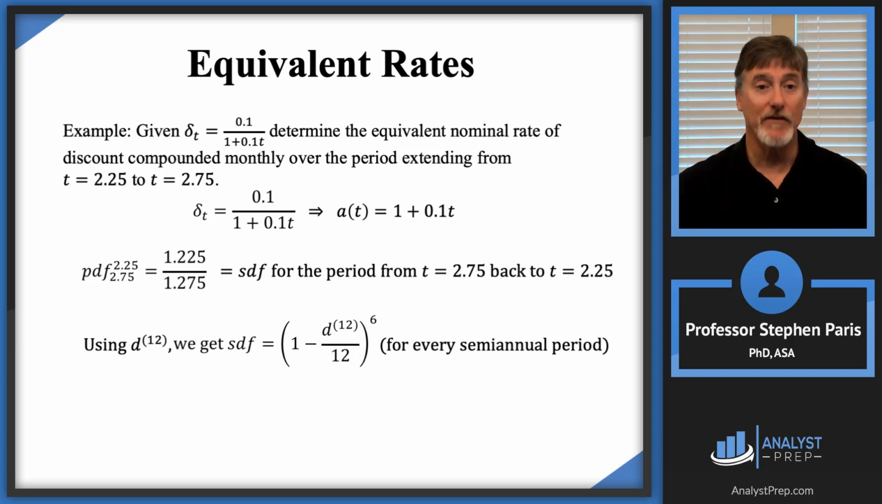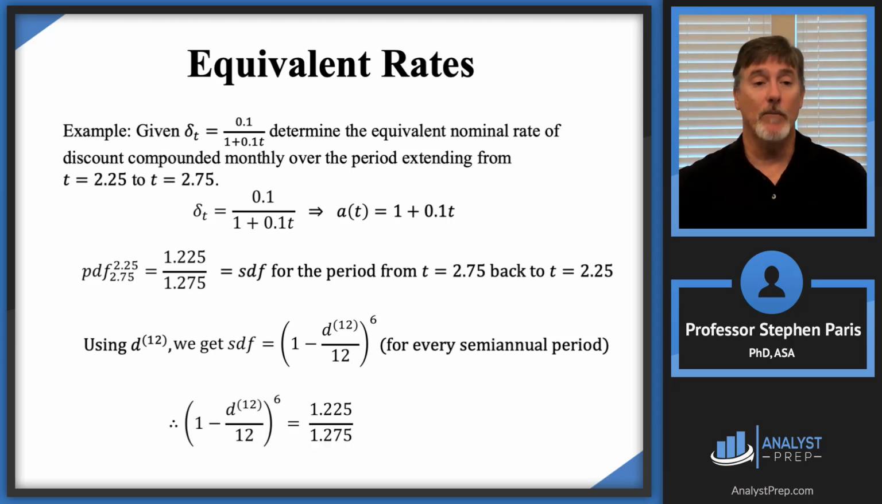So I would set that expression equal to 1.225 divided by 1.275, and now I've set these periodic discount factors equal to each other for the given period, and I solve for the d upper 12, and I get a 7.97% interest rate as the equivalent rate.